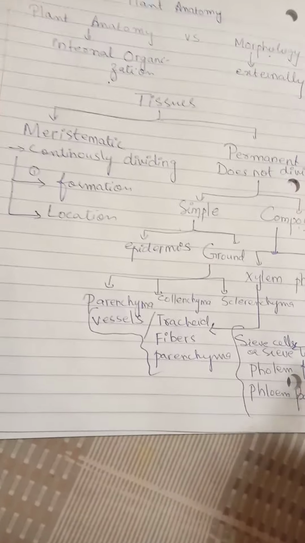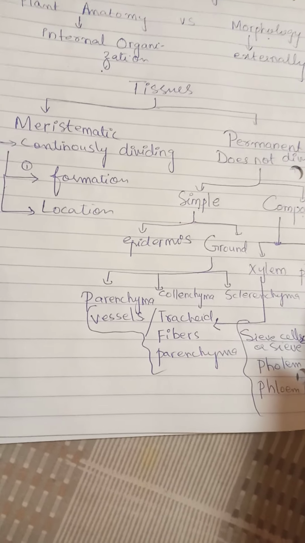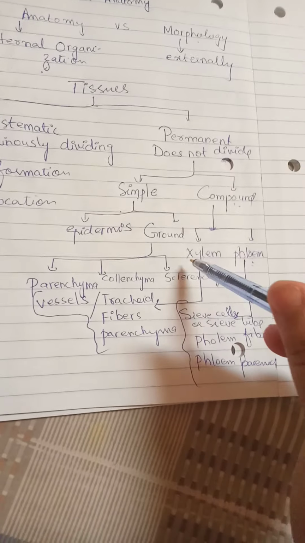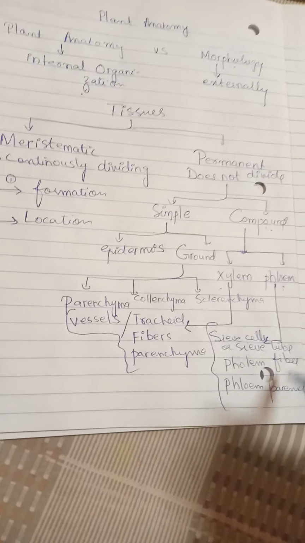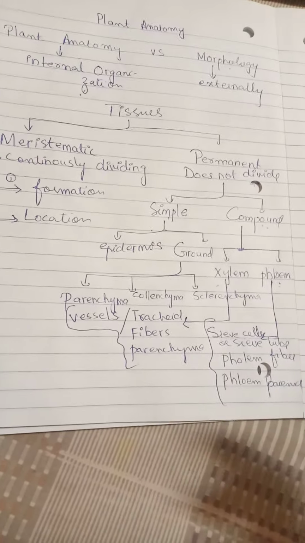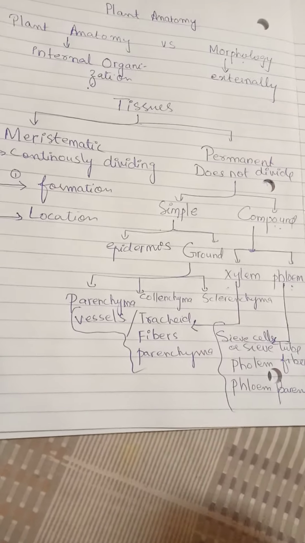So phloem is responsible for conduction of food, xylem is responsible for conduction of water. When all these three cells work together, they are responsible for the conduction of water.